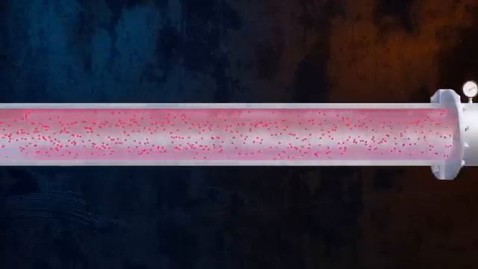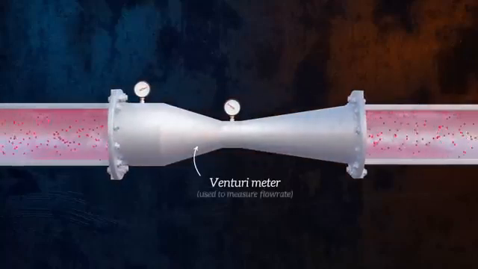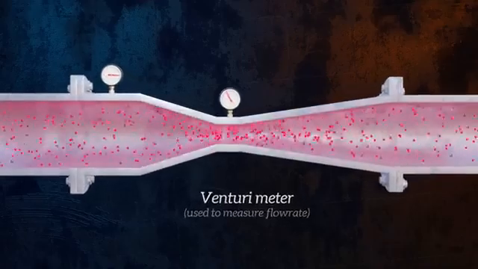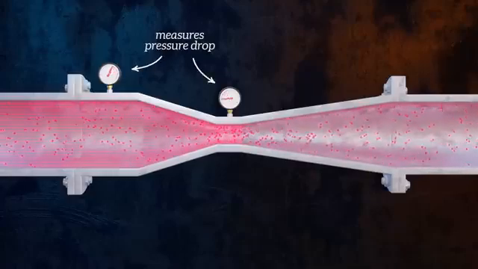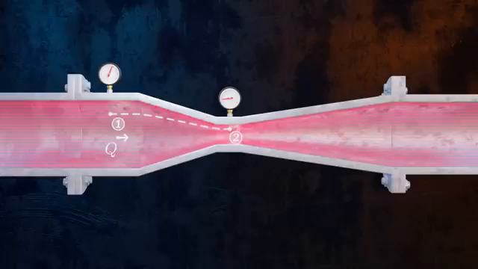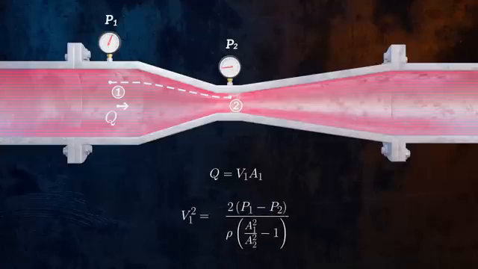Another flow measurement device that uses Bernoulli's equation is the Venturi meter, which is an instrument used to determine the flow rate through a pipe. It works by measuring the pressure drop across a converging section of pipe. Say we want to determine the flow rate, Q, which is the velocity multiplied by the pipe cross-sectional area at point 1. We can easily rearrange the pressure drop equation we derived earlier when we looked at a change in diameter to get this equation for flow rate.